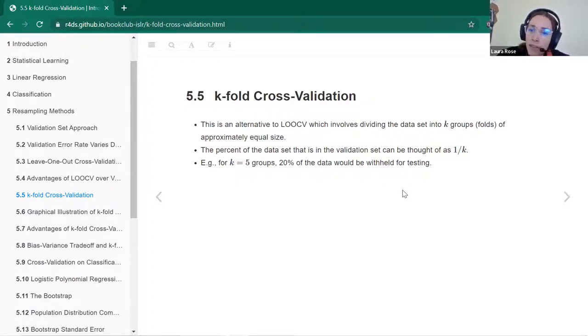You divide the data set into K groups, also known as folds. That's where the name comes from. And they have approximately equal size, or let's just say equal size. The percent of the data that is in the validation set can be thought of as 1 over K. So if you have five groups, 20% of the data would be withheld for testing.